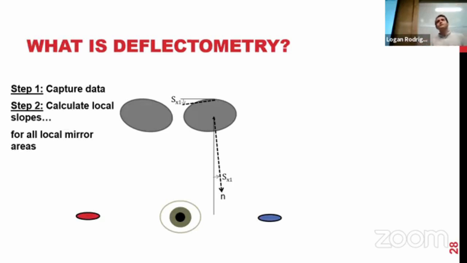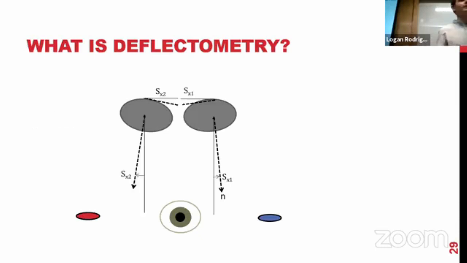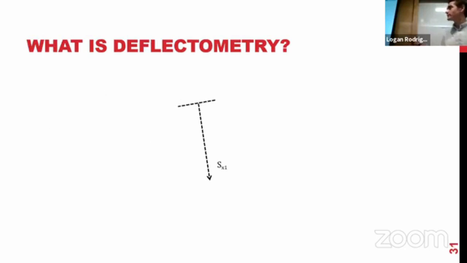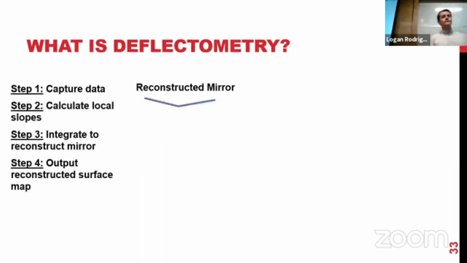When I say surface slope, just think of rise over run. That means that over some set distance, the mirror inclines some amount. We have to do this for all mirrors, so we do it additionally for the other mirror. We then have to integrate these local slopes to reconstruct the mirror surface. Integration is something that we get into in calculus. I don't know how many of you have taken calculus, but it's easy to simply diagram it out and say, okay, we start at one point, we know it had a rise over a run, so it goes over. And then we knew that the second point has, in this case, a negative slope, so it drops down. We've integrated it, we've reconstructed our mirror.